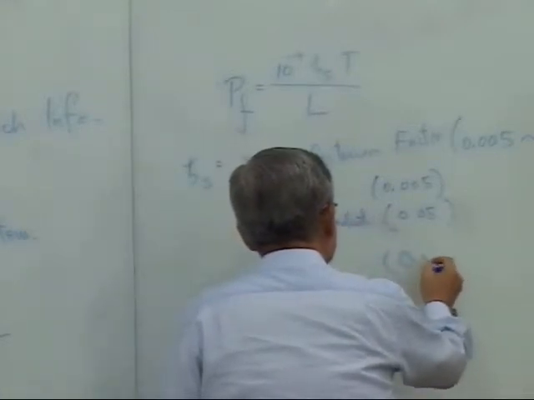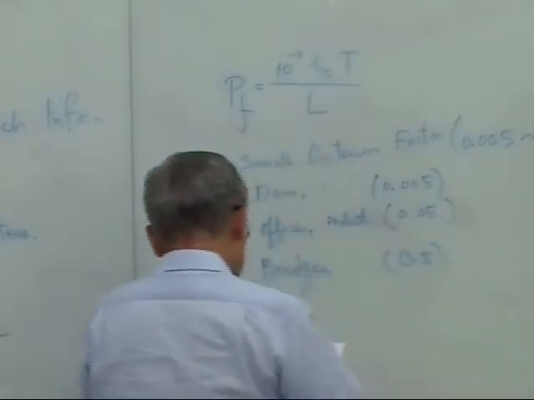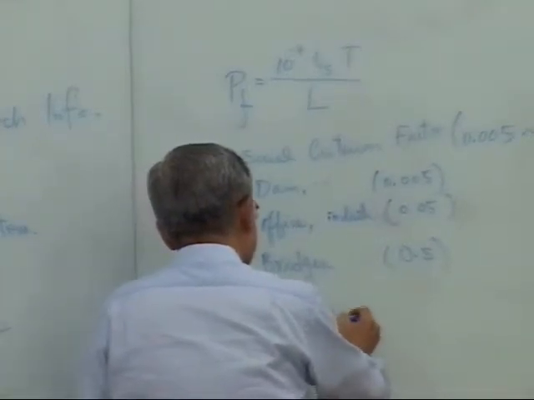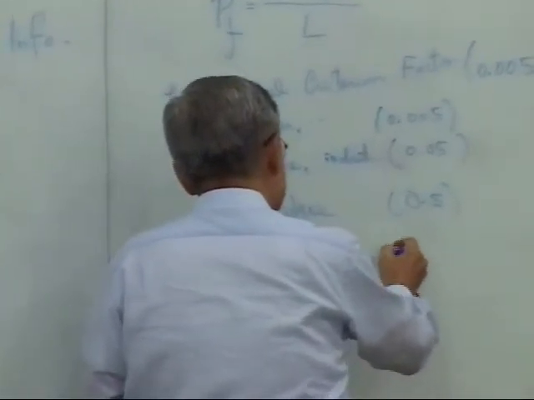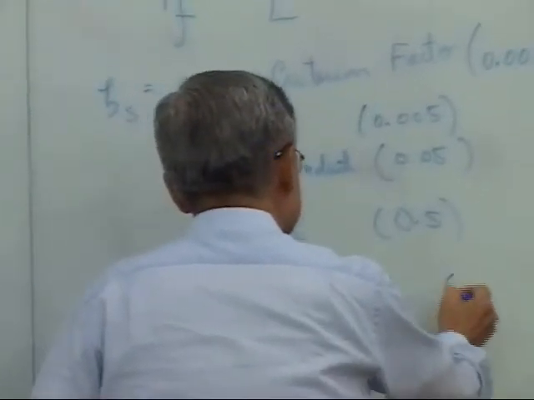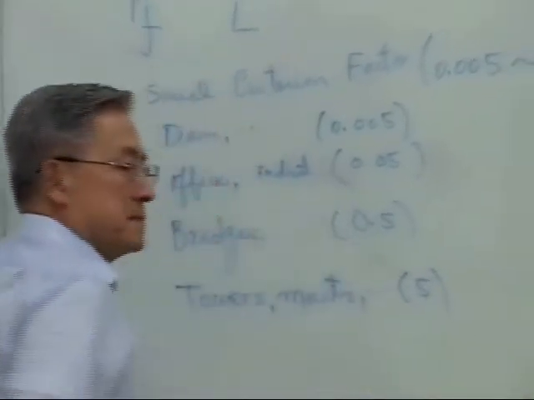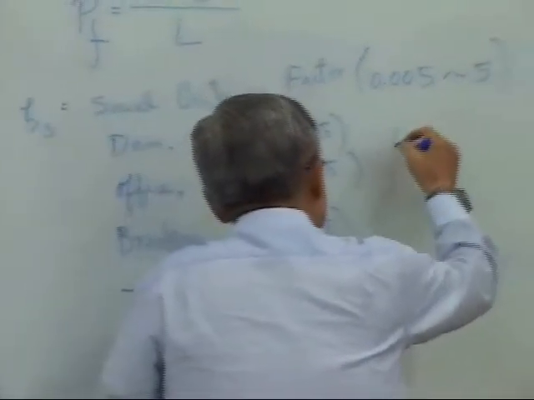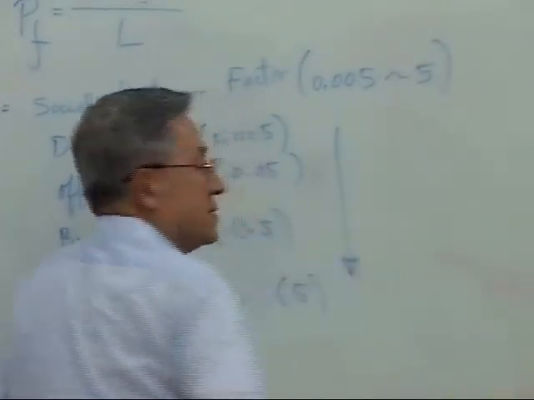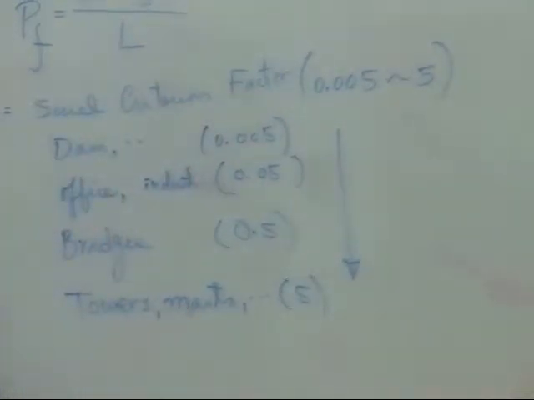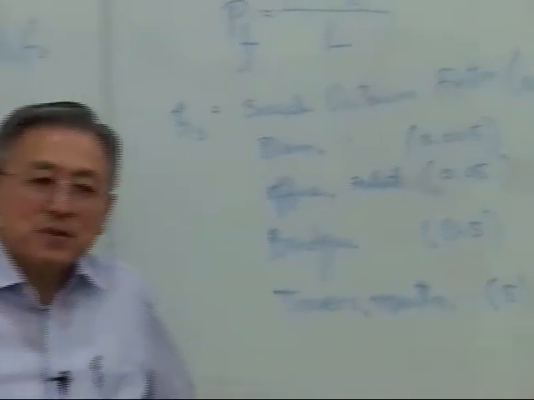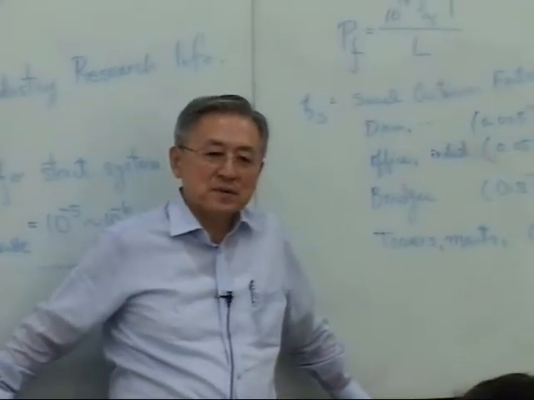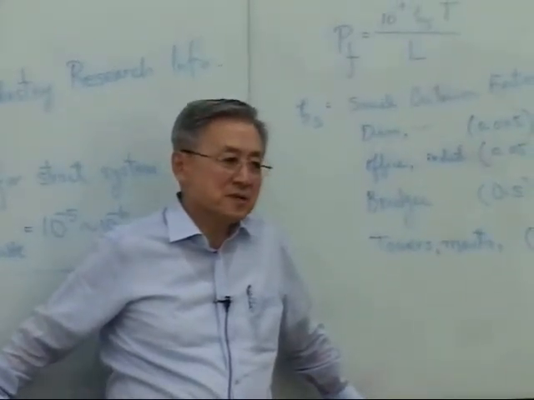And bridges is 0.5. And towers, masts, etc. are higher. What does higher mean in the denominator? The probability of failure goes up. Allowable PF is slightly increasing. Okay.